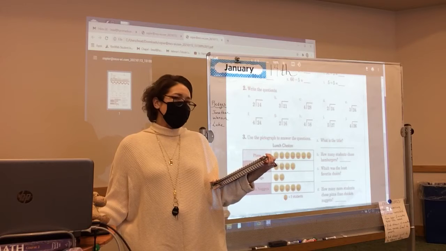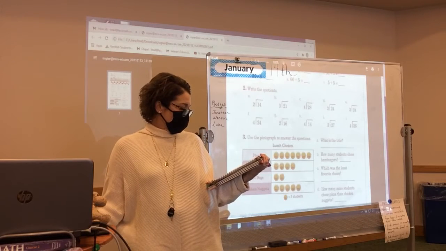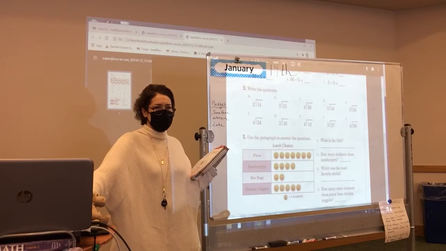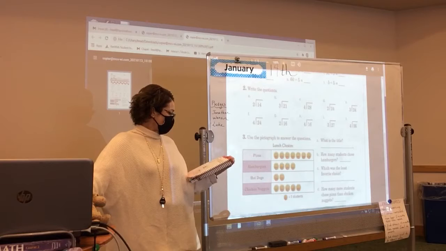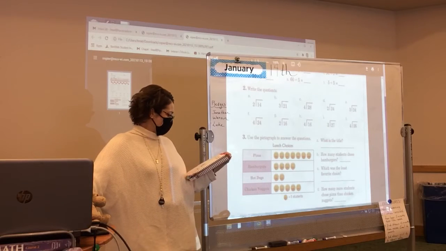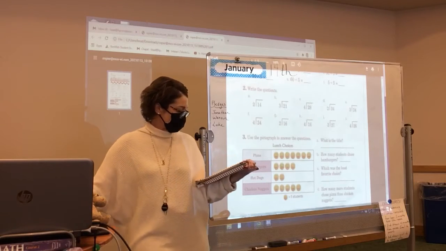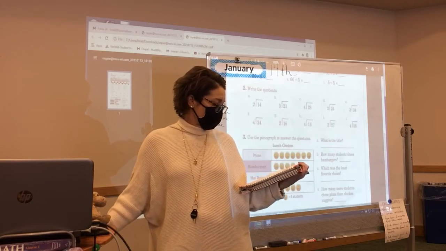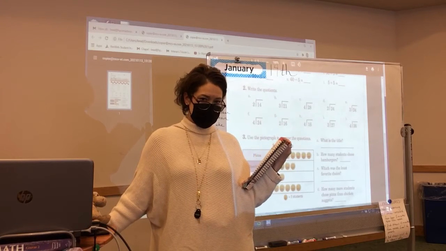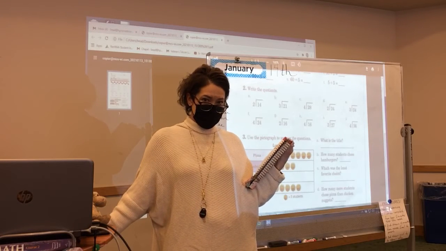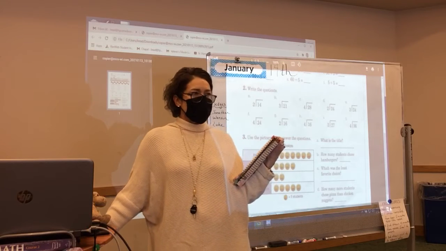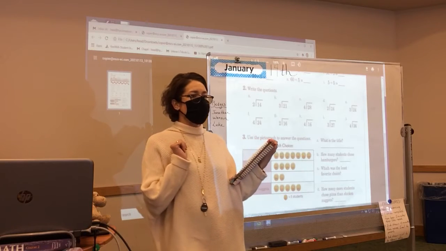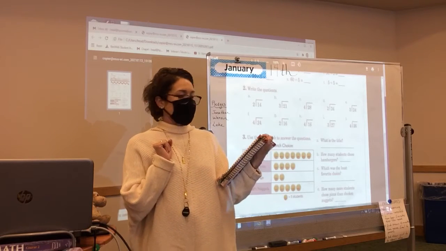We need to look at the bottom of the pictograph to find out how many students one happy face equals. You need that knowledge to answer these questions. How many students, Ella? One smiley face equals 5 students. So we're going to be counting by 5s, correct?